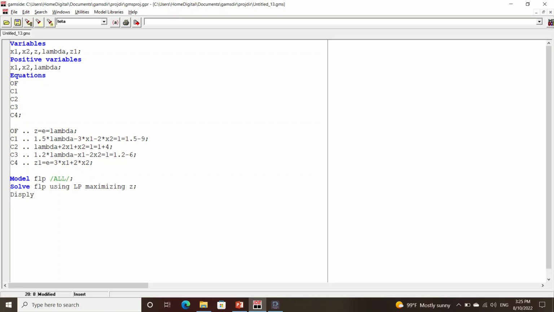Display, related to presenting the values for every variable. For example, x1, x2, z1 also, and lambda or Z. They are similar to each other. Okay.